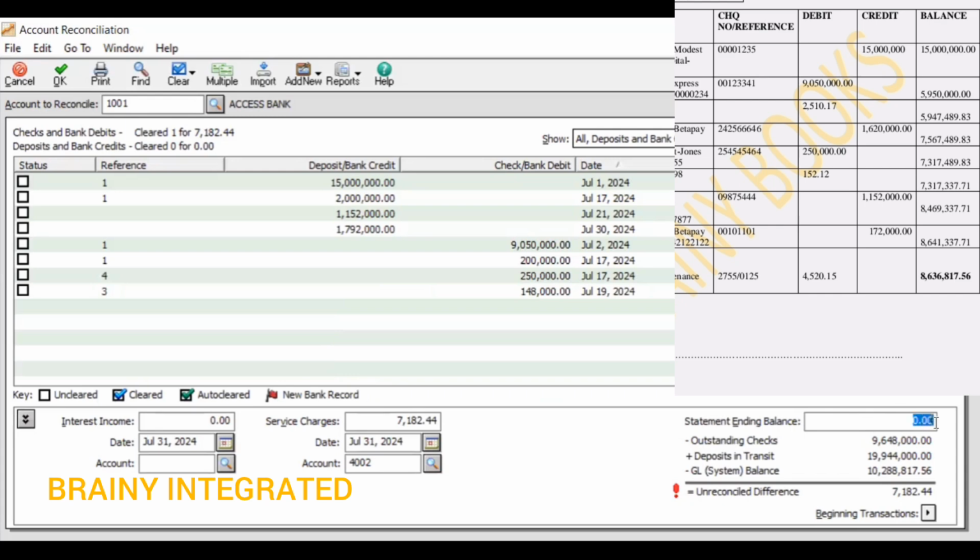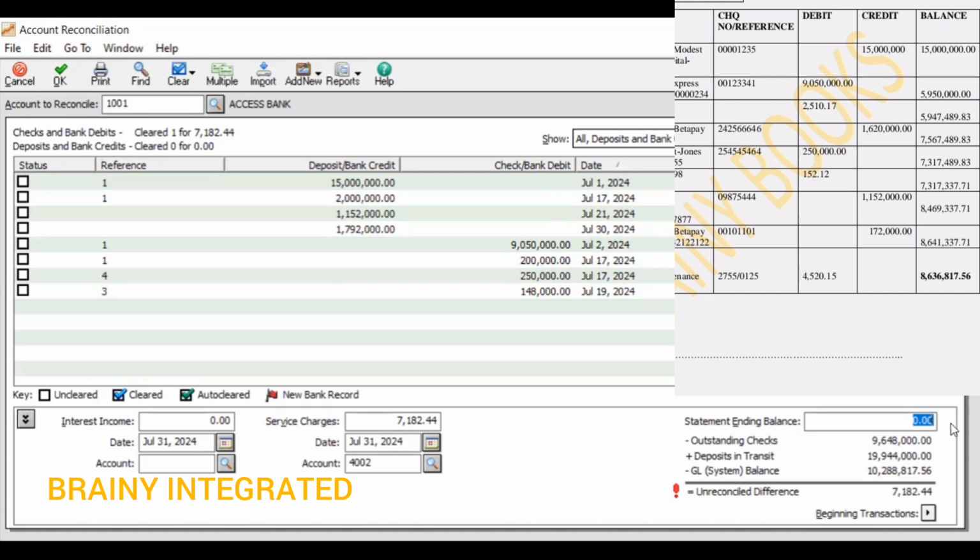You are going to enter the ending balance. Now, check the bank statements. What is the closing balance on the bank statement? 148,000 naira. No, the closing balance on the bank statements. 8,636,817 naira 0.56. Yes, that is the closing balance.